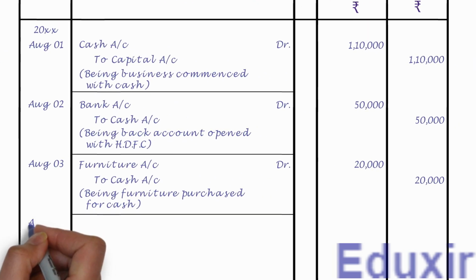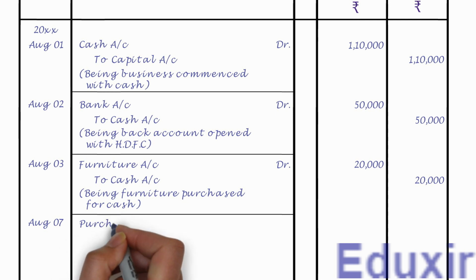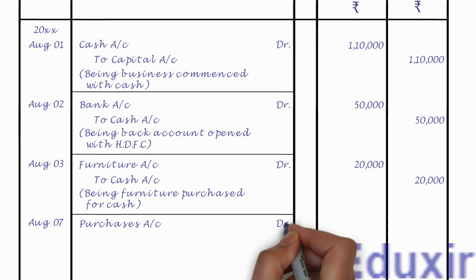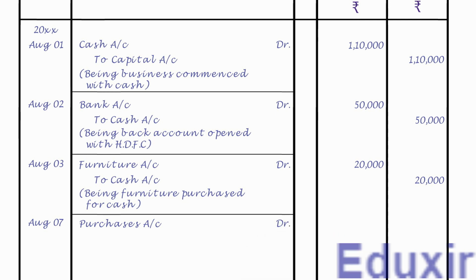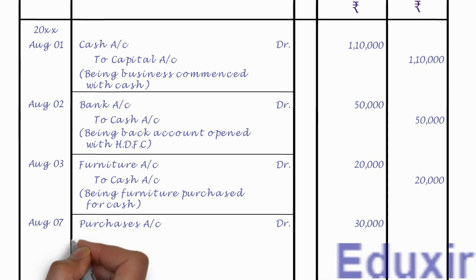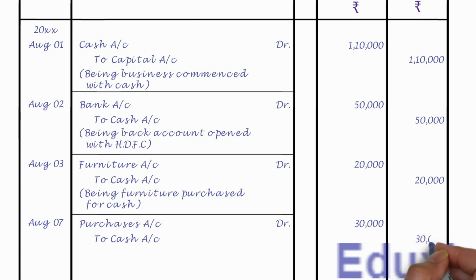Let us first record the date. Let us now record the purchases account as the debit entry. Let us also write the text DR to indicate that this is a debit entry. Let us also write the debit amount of 30,000 rupees in the debit amount column. Leaving a margin, let us now record the cash account as the credit entry. Let us also record the credit amount of 30,000 rupees into the credit amount column. Let us now write the narration or description of this transaction, that is, being goods purchased for cash.